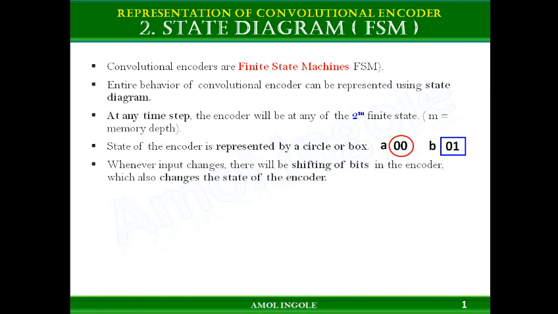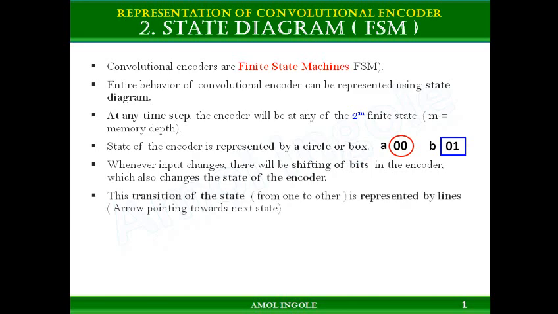Whenever the input changes, there will be shifting of bits in the encoder, which also changes the state of the encoder. This change in the state of the encoder can be shown with the help of lines with an arrow pointing towards the next state. You can use a darker line with an arrow when the input is 0, and when the input is 1, you can use a dotted line with an arrow pointing towards the next state. The arrow should point towards the next state, whether the input is 0 or 1.